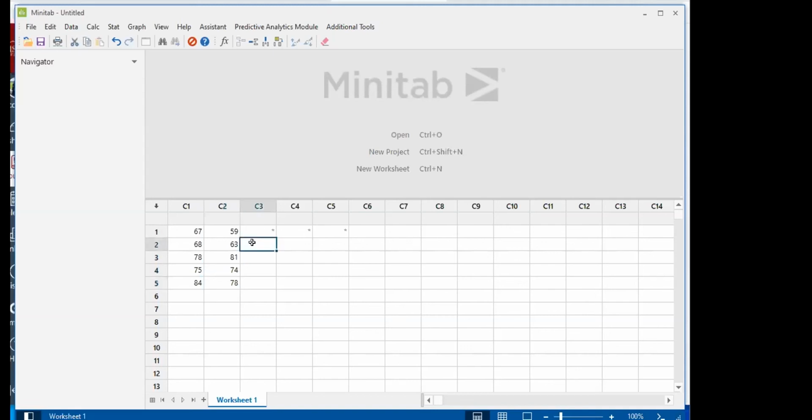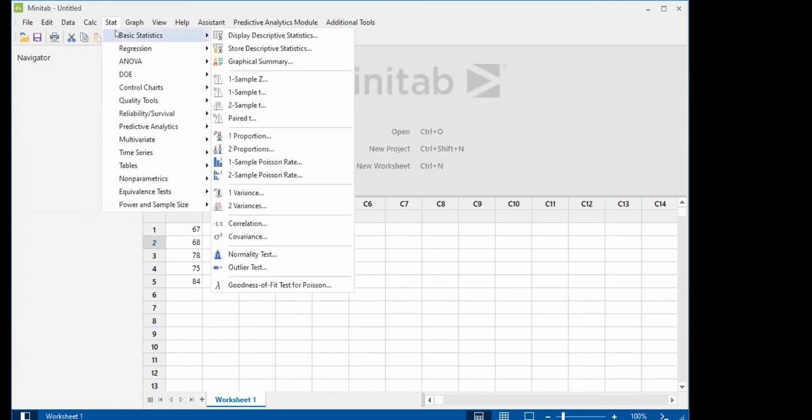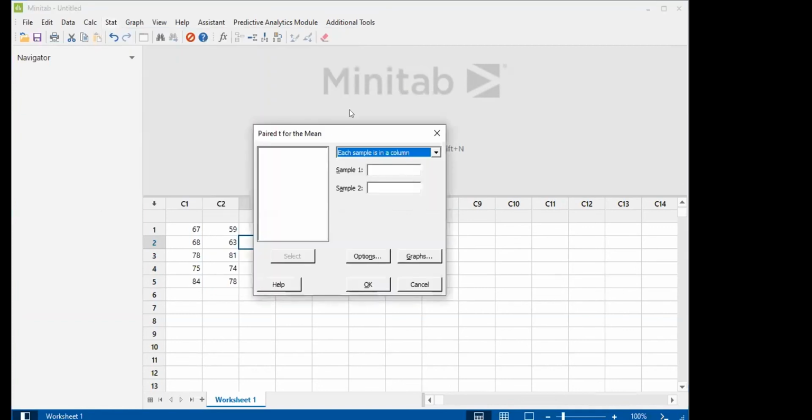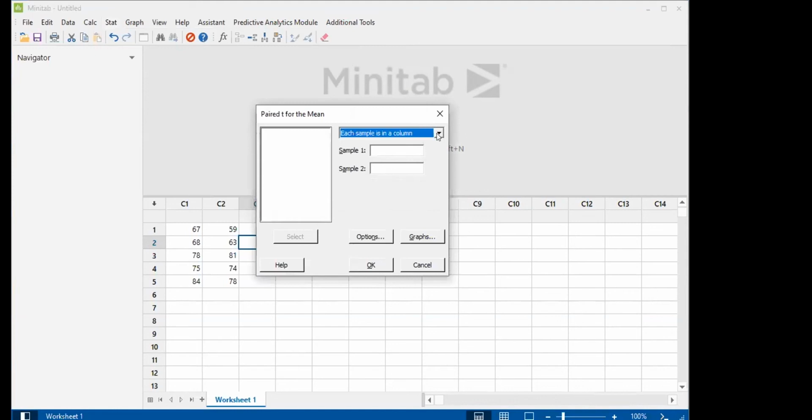Once I'm done doing that, I'm going to go all the way up to Stat, Basic Statistics. So far, all we've used are these four, the one-sample Z all the way to paired T. Since we have paired samples, of course, paired T is what I'm clicking. Once we've clicked paired T, we have different options. For paired samples, I'm never going to give you the summarized data, so we're just going to choose samples in columns. Sample 1 is C1. Sample 2, C2.